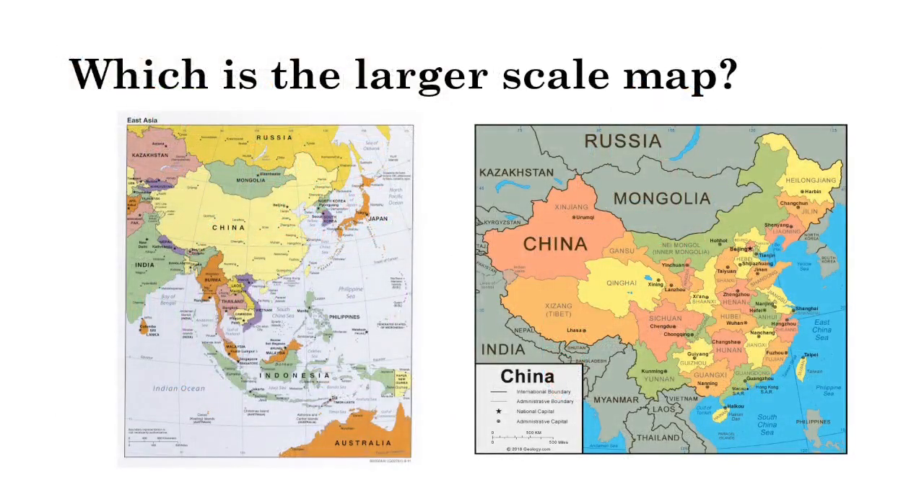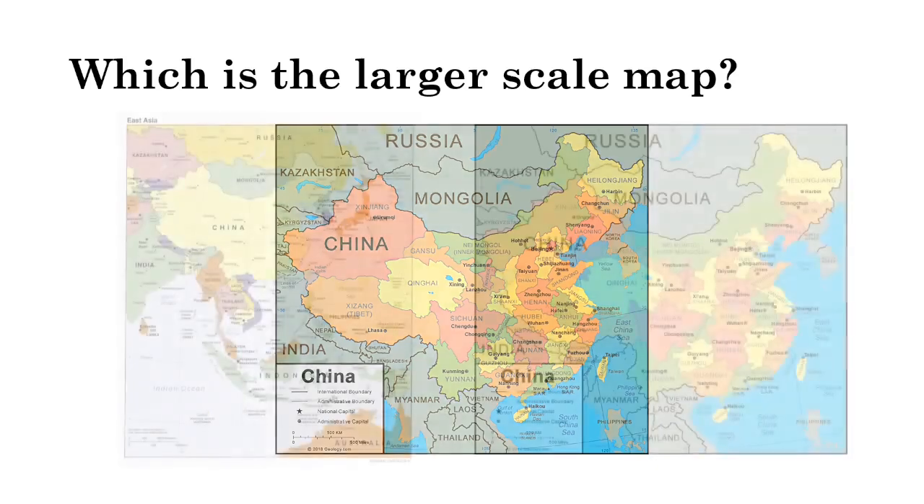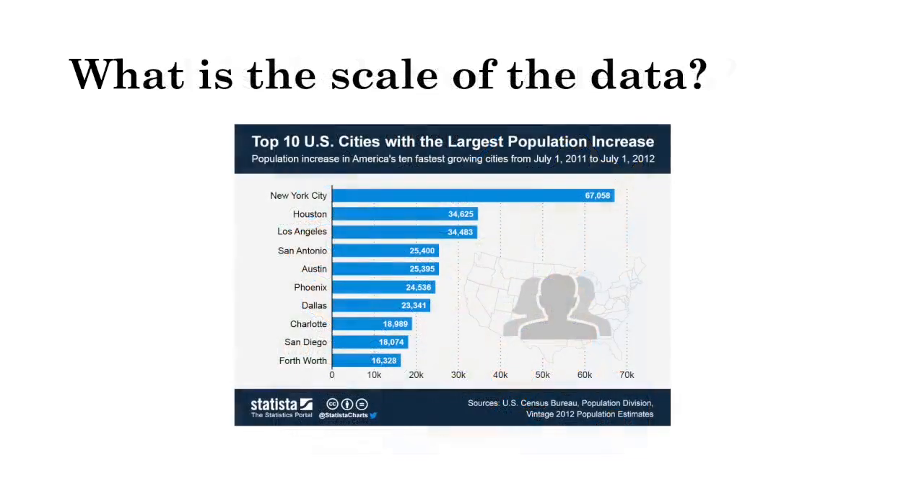So out of these two maps, we have a map of East Asia and we have a map of just China. Which one's the larger scale map? The larger scale map has the most specific detail, and that's going to be the one right here, the map of China, because we could look at the individual regions of China. On the other map, we couldn't really do that because it would be very hard to interpret and analyze. So this is the larger scale map. We're covering the lesser area.